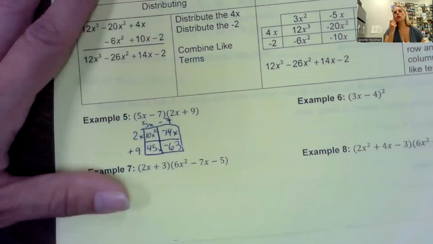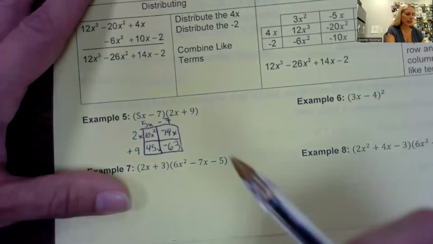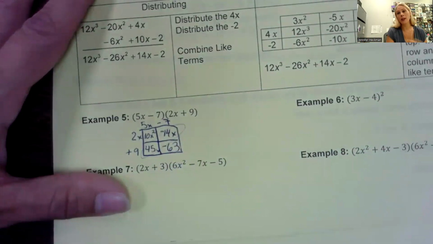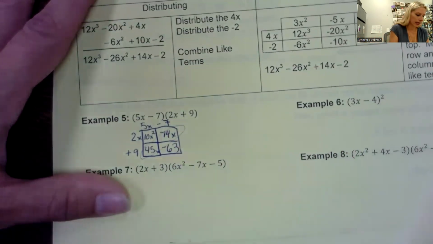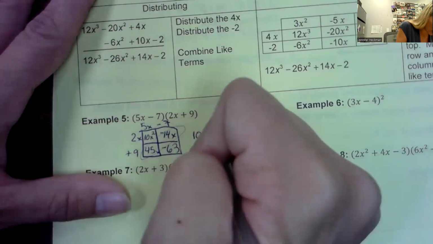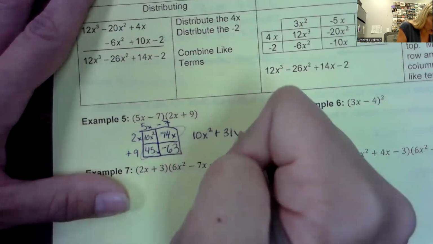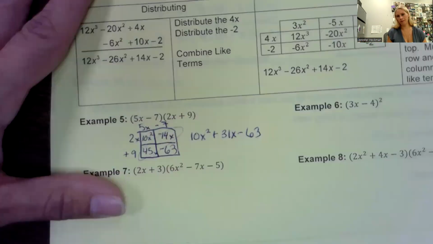Now with your boxes, what you're going to do is combine like terms, okay? So I can see that I'm going to add the x's together. That doesn't change the exponent because we're adding green apples and green apples, right? So we're putting them together and saying how many. So our answer becomes 10x squared plus 31x minus 63, and we're done. Okay.